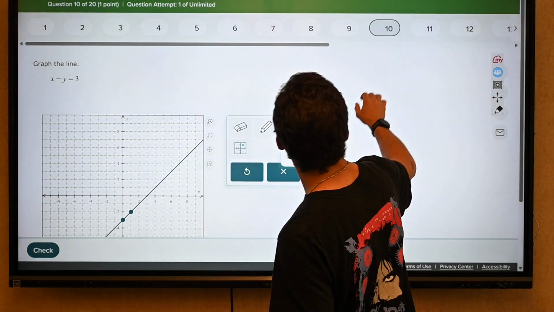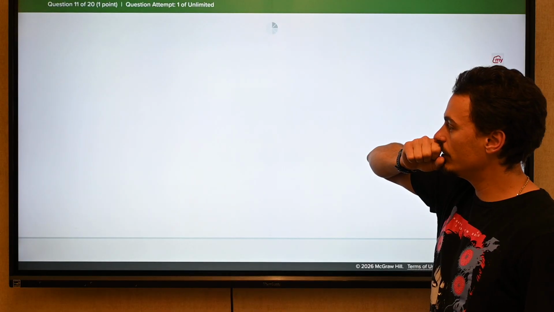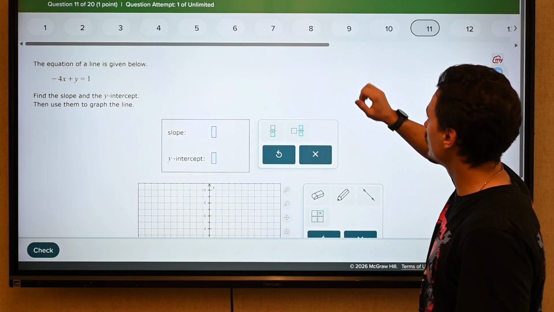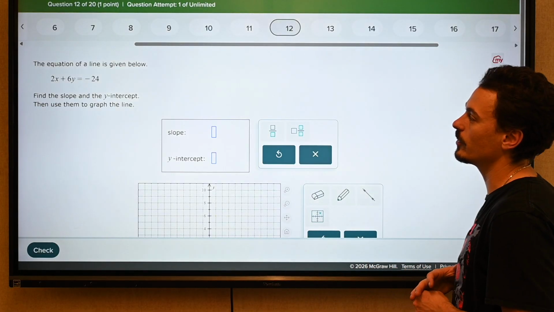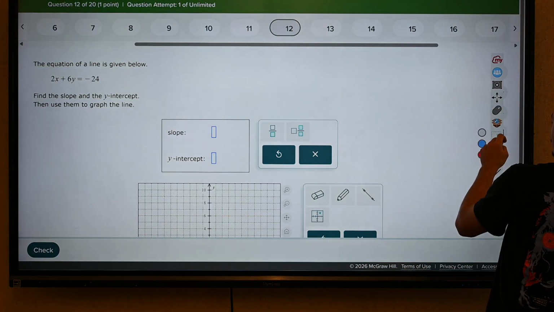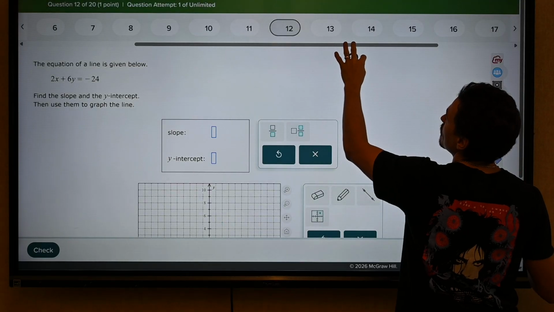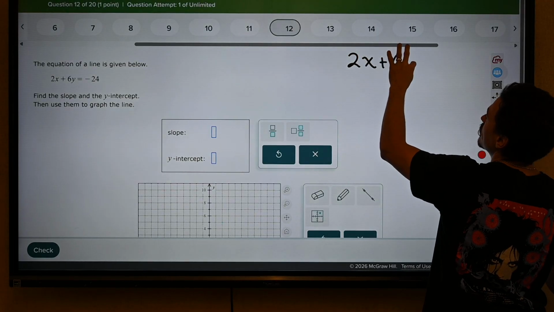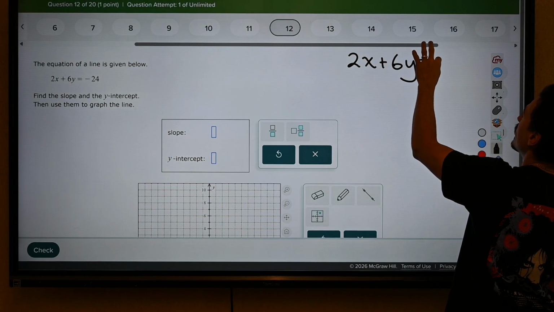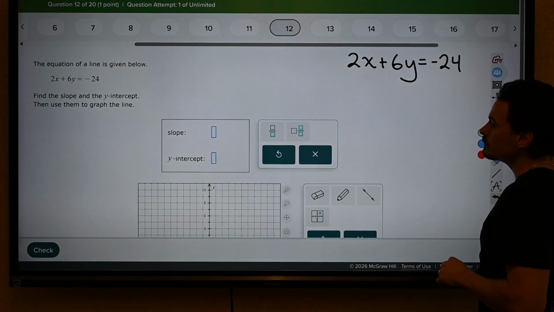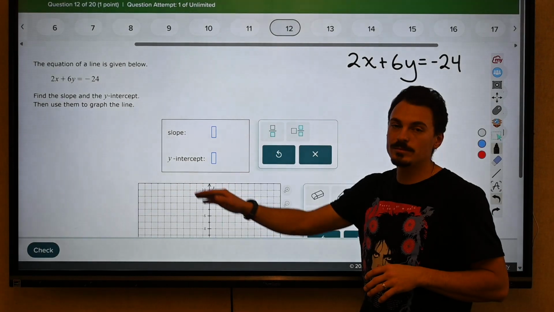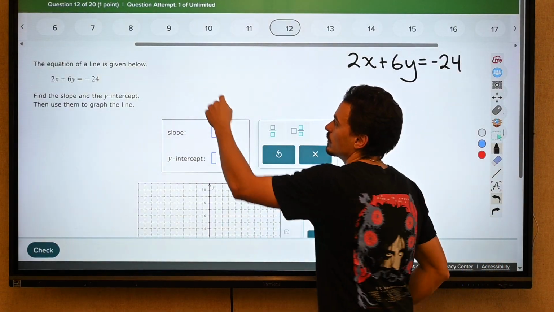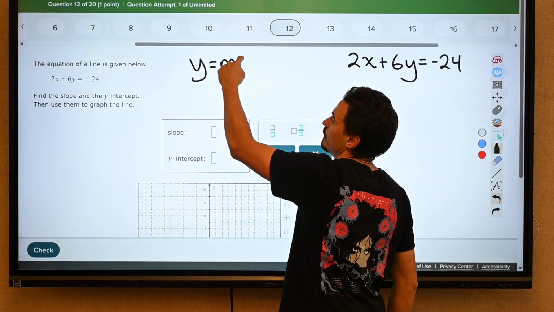Number 11. I'm not going to do that one. I'll just get the 12, since 12's more interesting. So this one right here, you're going to have 2x plus 6y equals -24. Because it wants you to find the slope and the y-intercept, you're going to have to solve for y and get it in y equals mx plus b form.